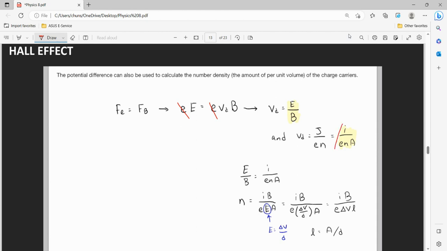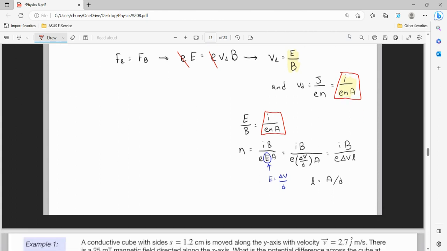Since we know that our drift velocity is also equal to this equation here, we're going to make our drift velocity equal to the right side of this equation. Once we do that, we can isolate for our number of electrons, which is equal to this equation here. Once we cancel out our other parts, we're going to replace our A with this equation here, and our E with this equation here. So that gives us this final form.